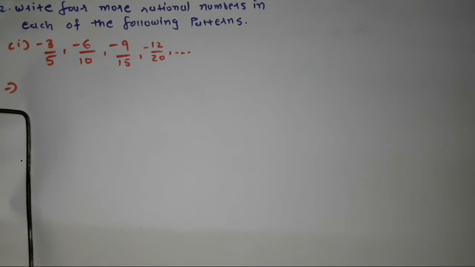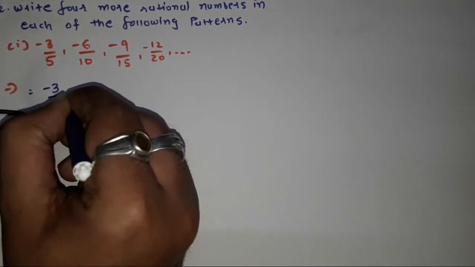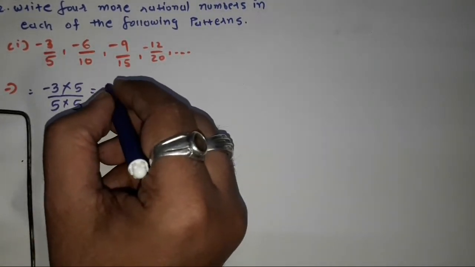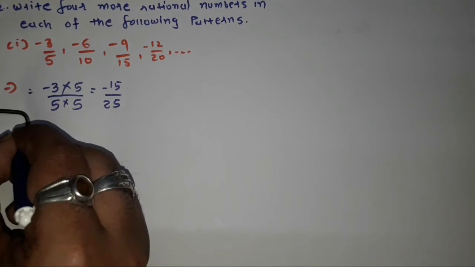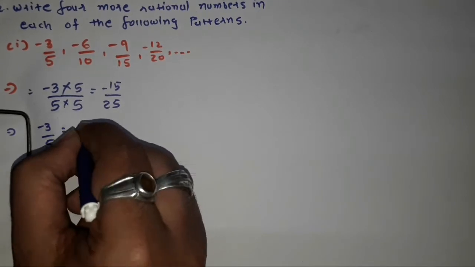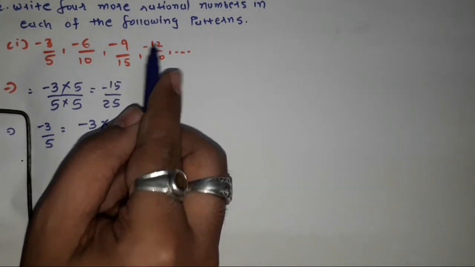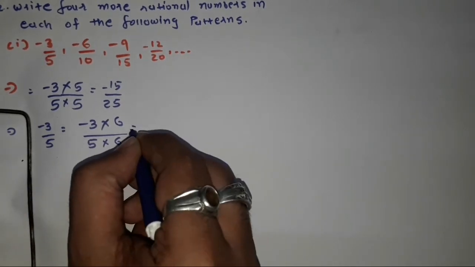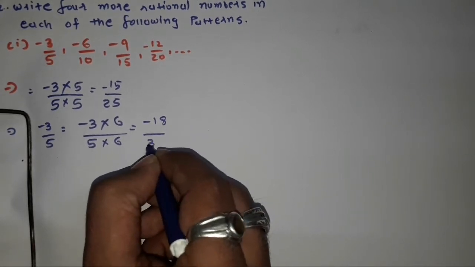Similarly for the next rational number, we multiply minus 3 upon 5 by 5, and the denominator too. So minus 3 into 5, I get minus 15 upon 5 5s are 25. Similarly for the next one, minus 3 upon 5, again I multiply minus 3 by the next number in the sequence: 2, 3, 4, 5, and now 6. So the next will be minus 3 6s are minus 18 and 5 6s are 30.